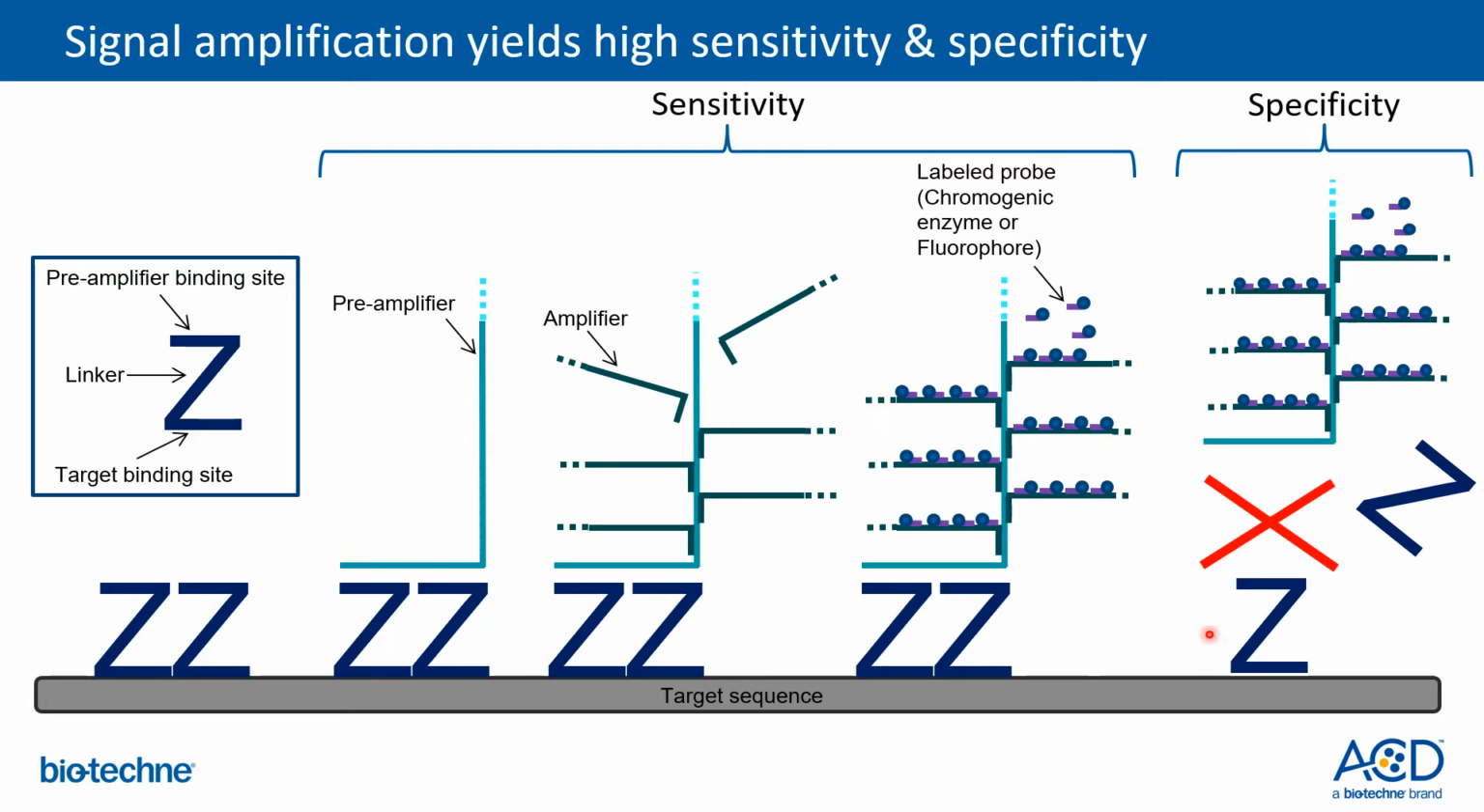Additionally, we design the probes such that the preamplifier will not bind to a single Z molecule that is non-specifically bound to a sequence. Only when a tandem Z pair is bound next to each other will the preamplifier bind onto the Z pair. This ensures high specificity of detection. So these two combined strategies allow for high signal to noise ratio, giving you strong sensitivity and specificity of detection.